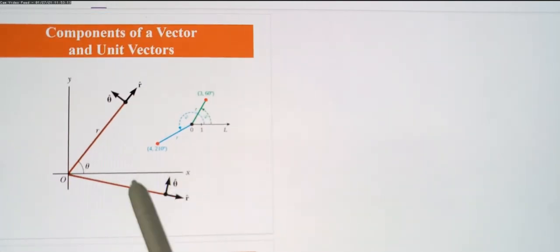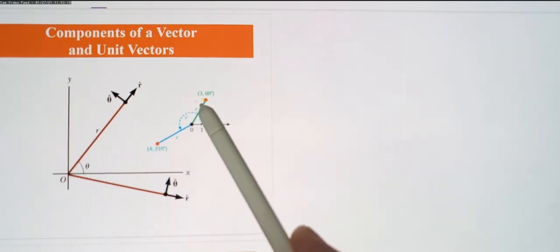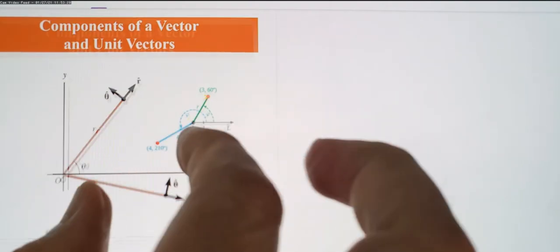Okay, we come back to the polar system. Well, we need the length of our vector. Let me just enlarge it.